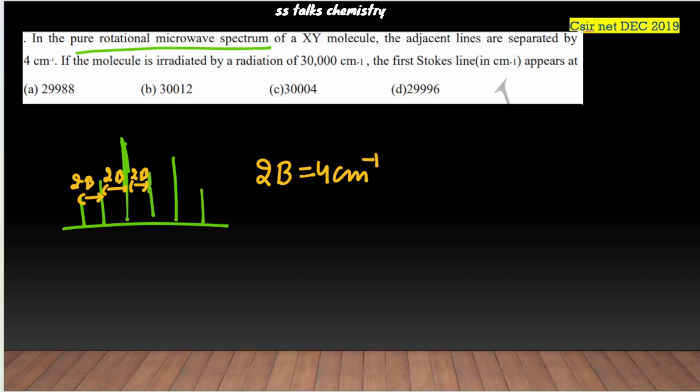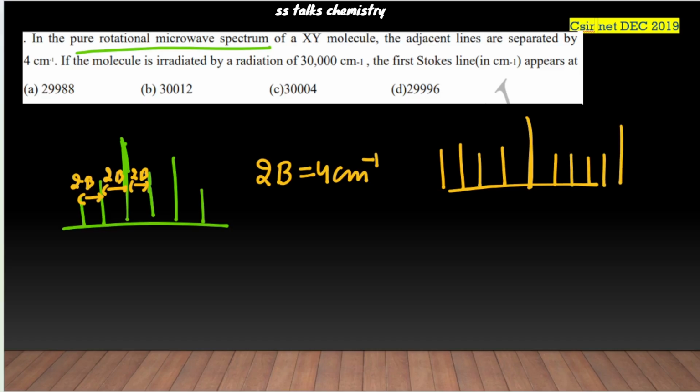If the molecule is irradiated by radiation of 30,000 centimeter inverse, the first Stokes line appears at what value? Here, about the Stokes and anti-Stokes lines: the central one is the Rayleigh line, which is at the incident value. At a certain gap on this side you get the Stokes lines, and on the right side we get the anti-Stokes lines. These are the anti-Stokes and these are your Stokes lines.